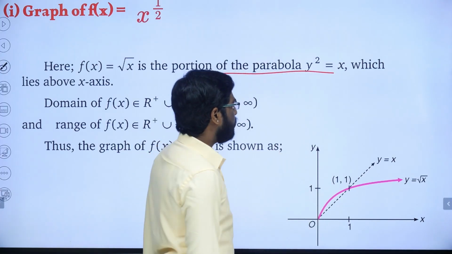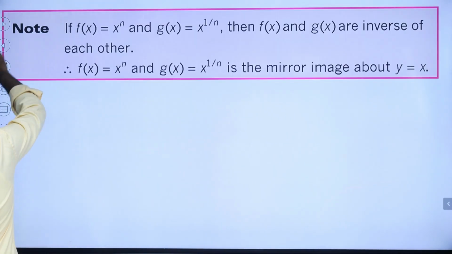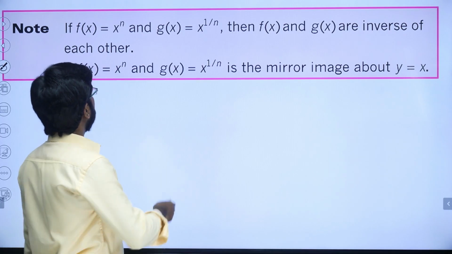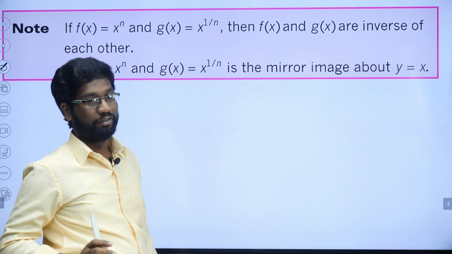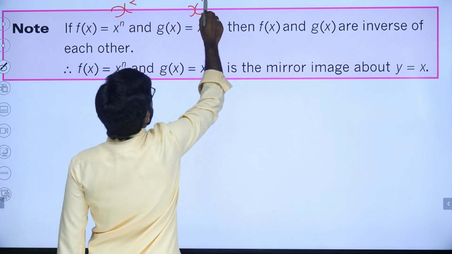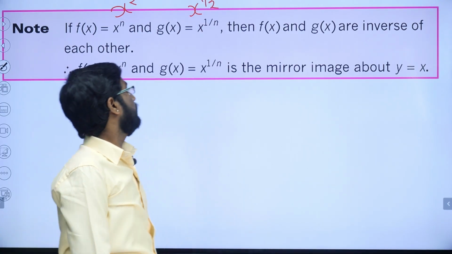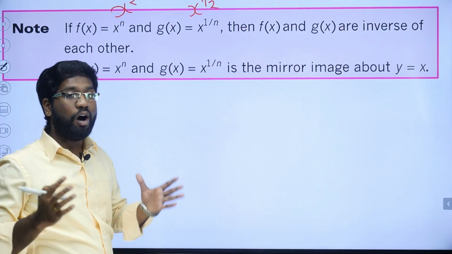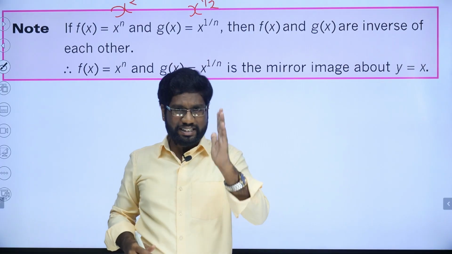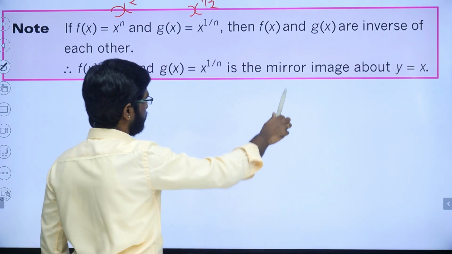Now let's see why y equals x is here, my dear students. Let me explain this. This is a very important thing. If f of x is x power n and x power 1 by n, for example x square and x power 1 by 2, taking n as 2, these two graphs are inverse to each other through the graph. Just a mirror image: x square and x power 1 by 2. That's what they are saying. Let me show you.